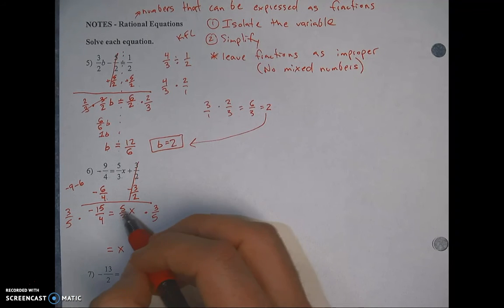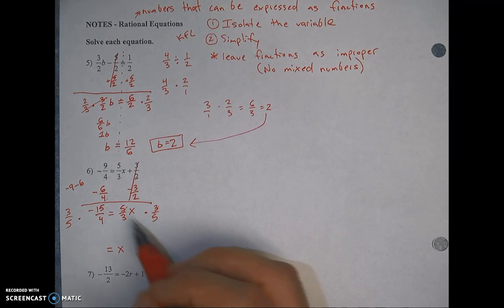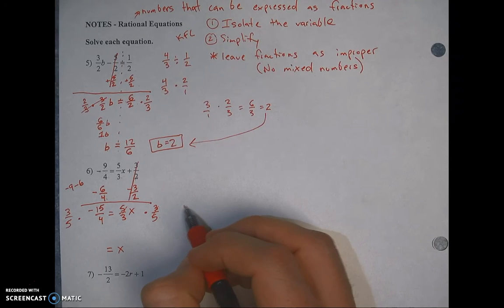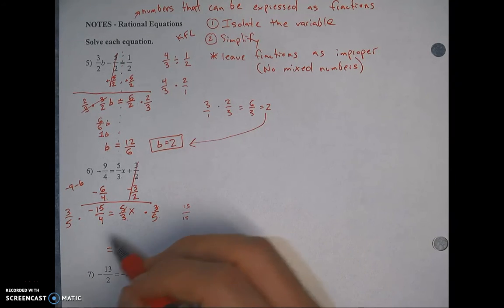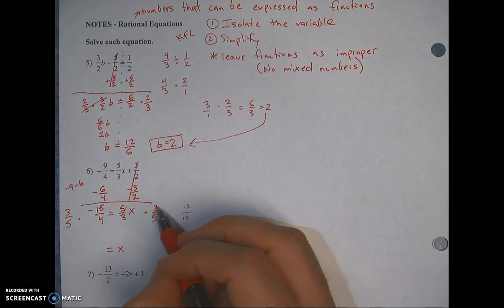So these are going to cancel each other out. And again, why? Because 5 times 3 would be a 15, and 5 times 3 would be a 15. So you'd end up with 1x, which is what we want. Okay, so these cancel.